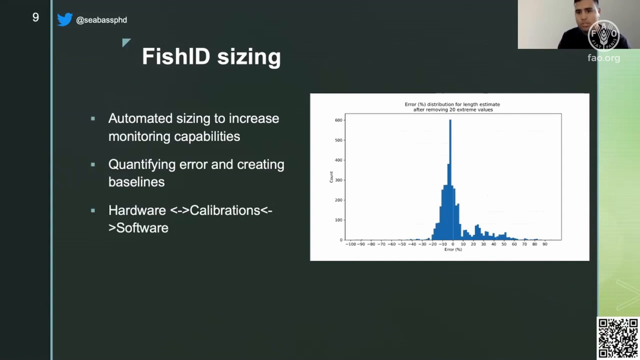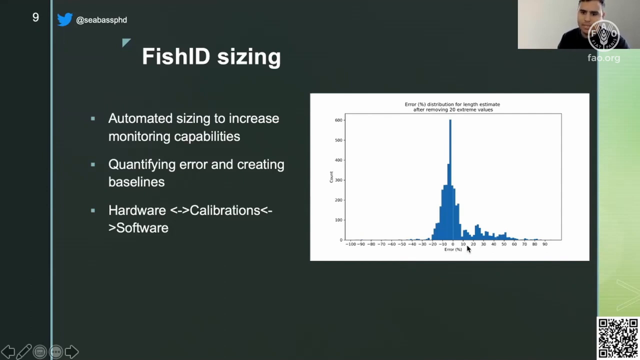Another area that we're also exploring, and this is a place where we are open and available to have a chat and collaborate, is FishID automated sizing. So this will increase our monitoring capabilities even further. And at the moment, what we're doing is quantifying error and creating baselines, but also finding that interaction of hardware calibrations and software. What you will see in this graph is the error rate of our method at the moment, which is still in development.